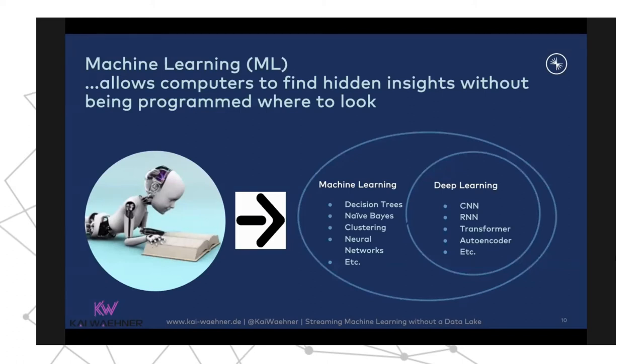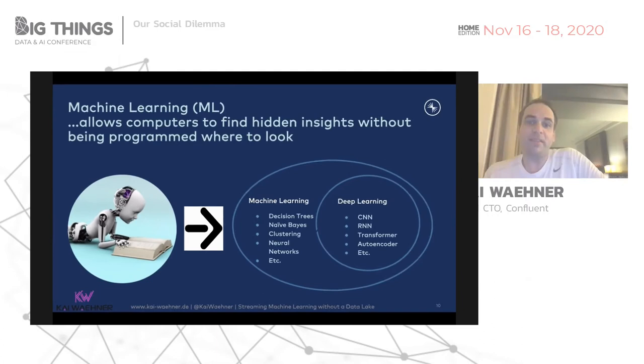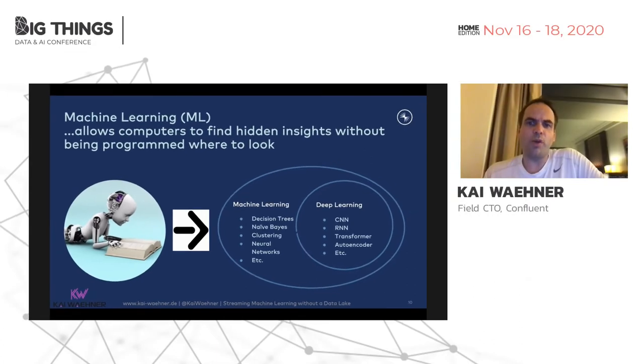Again, I don't want to talk too much about machine learning here. My point is really, it doesn't matter what algorithm you use. It depends on the use case. In this example today, which we have built as a demo, we're using an autoencoder, which is one kind of neural network or deep learning architecture. It's unsupervised and it's used to detect anomalies.